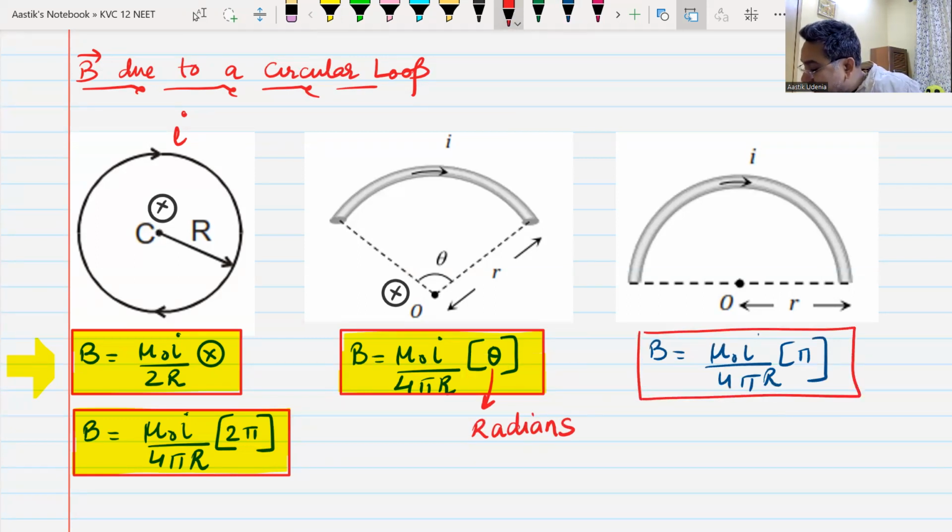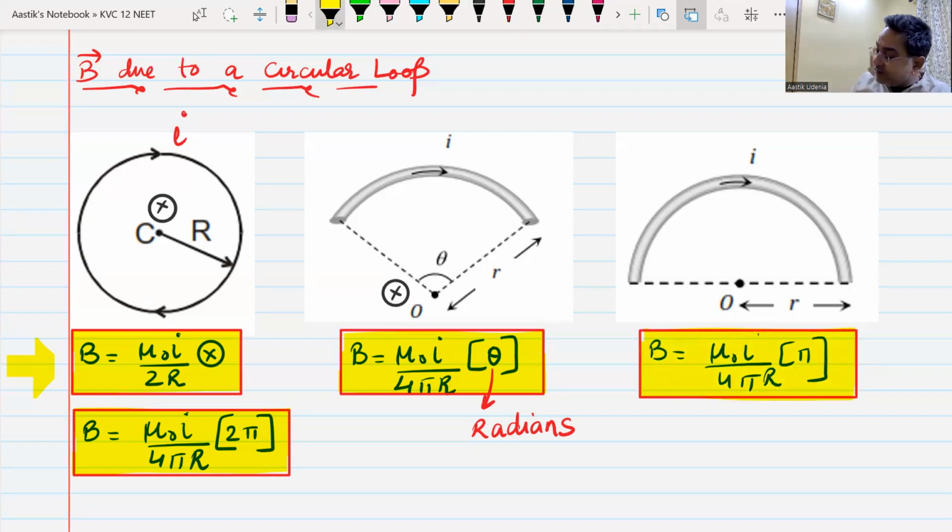Can you also tell me what is the direction of magnetic field? What is the direction of magnetic field? Inside, sir. It is inside. You turn your fingers in the direction and you get your answers.